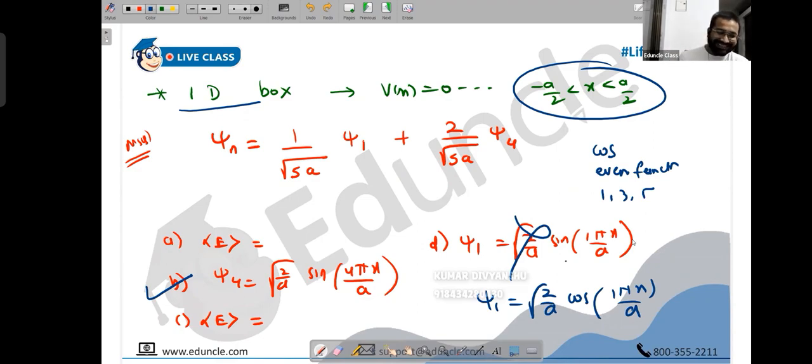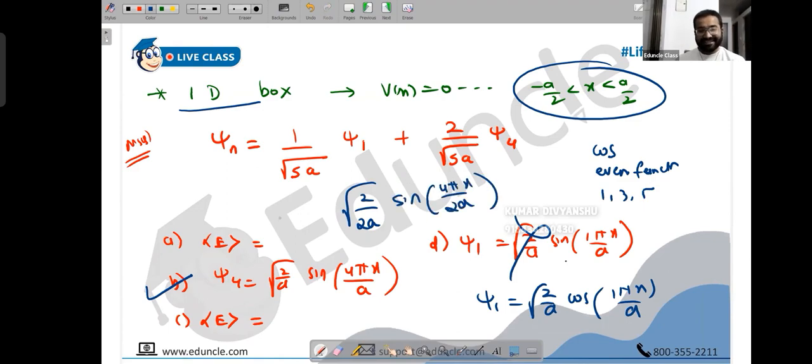Hoga na. Baad mein jo laga tha woh bhi wrong tha. Maine kaha na, so layers after layers after layers. There are 3 layers in this. See? Theek hai. Hoga na, kyon nahi hoga? Absolutely. So that will be root of 2 by 2a actually, right? Sine of 4 pi x by 2a. Absolutely. This is the correct value of psi 4 in that case.